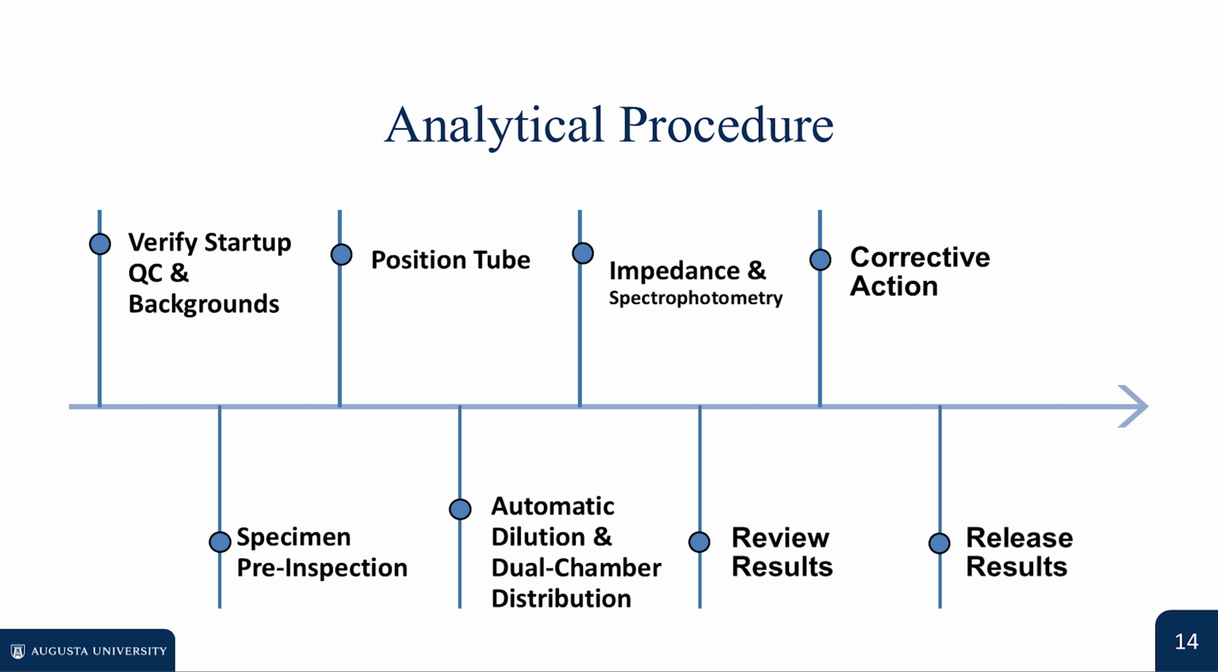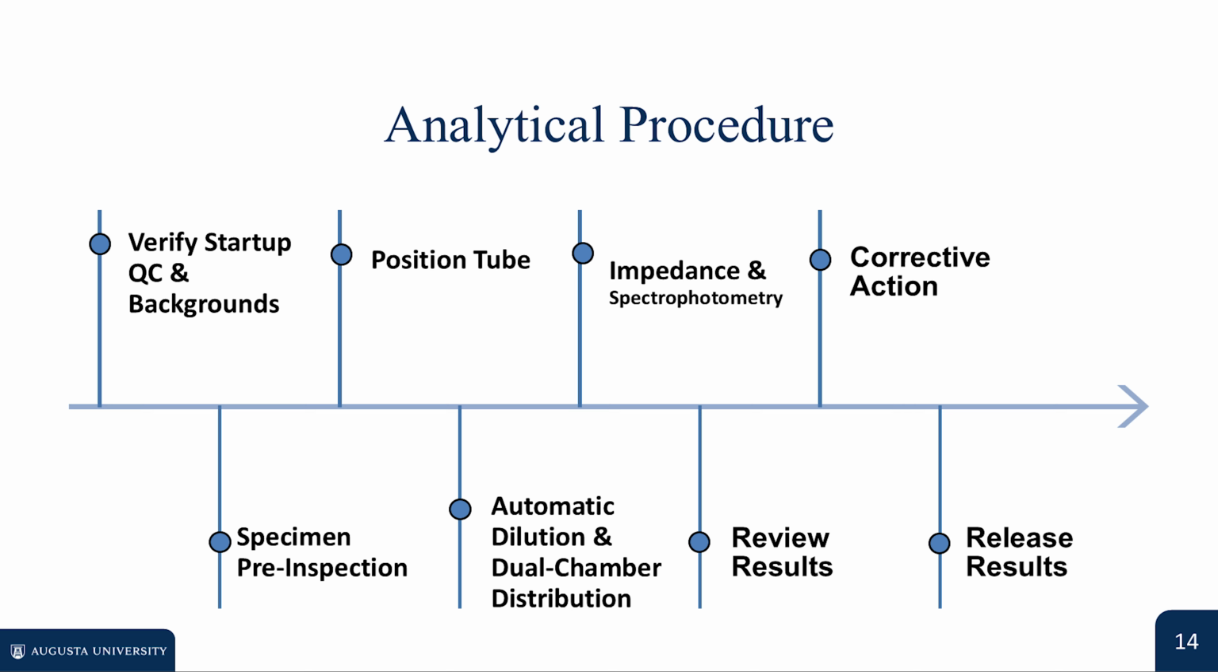The laboratory scientist reviews the numerical data and scatter plots, applies the rule of threes, where red blood cell count times 3 approximates hemoglobin, and hemoglobin times 3 approximates hematocrit, executes any necessary corrective actions, and releases validated clinical results.